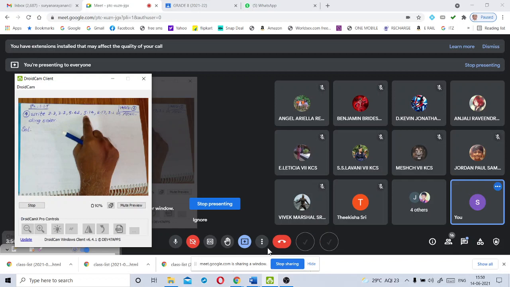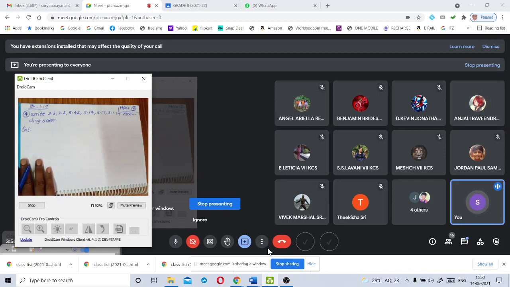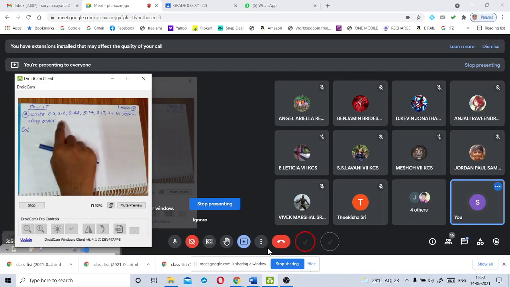Next, Anjali. 5.14, 2.17, 3.1 in ascending order. Very good. Very good, my dear Anjali. So I gave here some decimal numbers, all positive decimal numbers. In the next example, I will mix negative decimal numbers as well as positive decimal numbers.